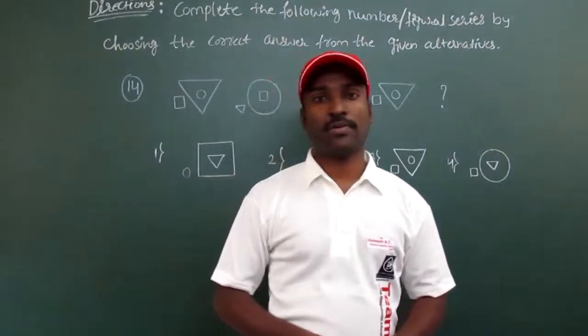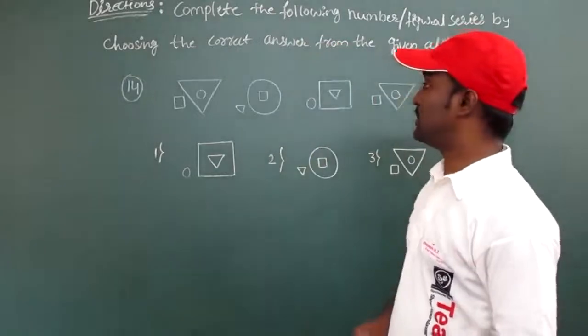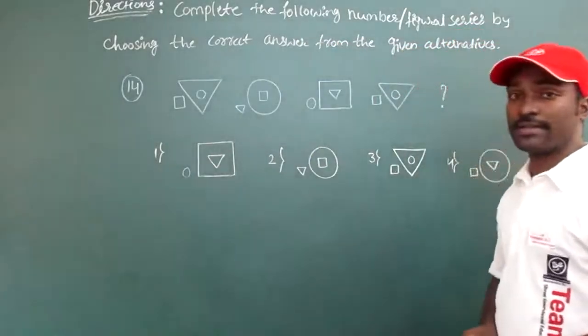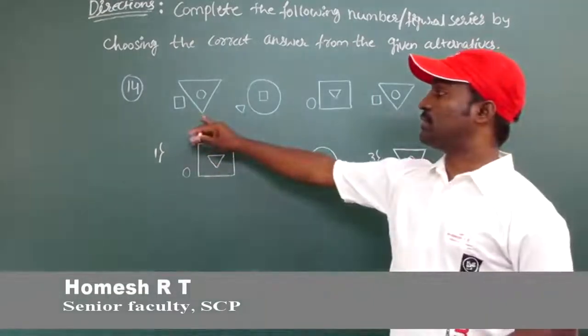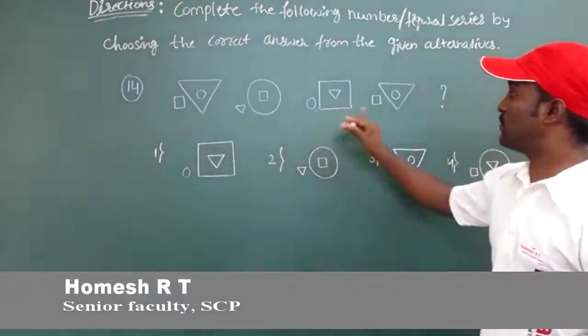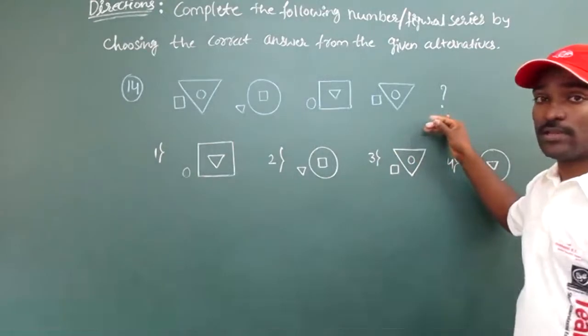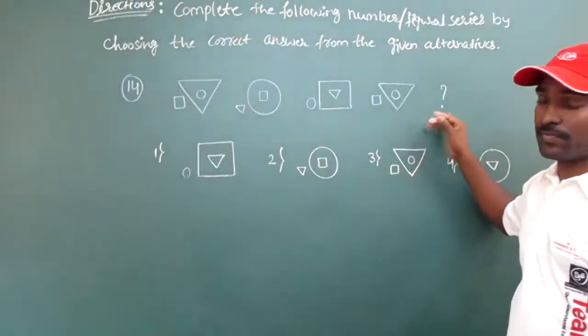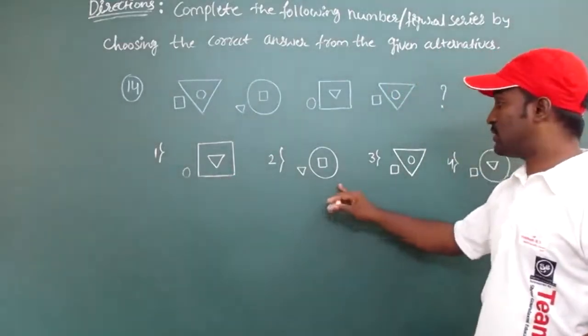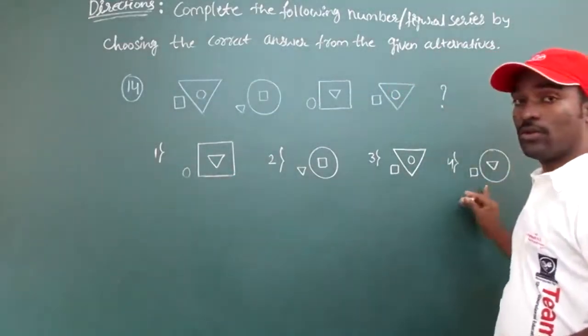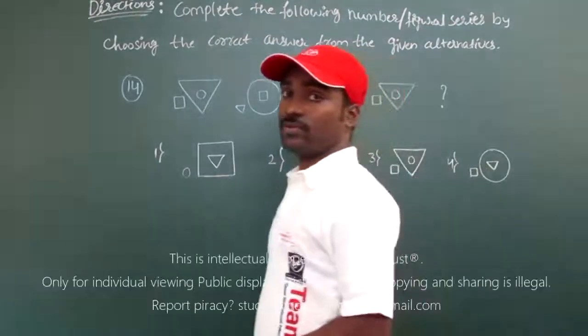Well friends, here is problem number 14 and this is a series related problem, but it is a figure series. So this is the first figure, second figure, third figure, fourth figure, and we have to find this missing figure. And the options are, yes, this is second, this is third, and this is fourth option. So what we have to do?